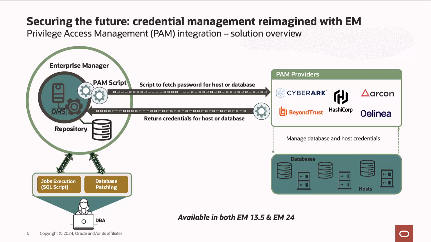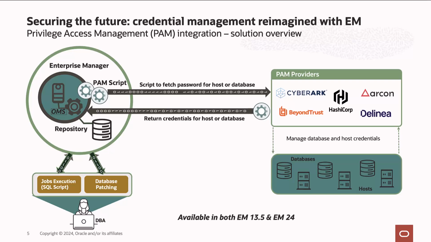PAM ensures that privileged users are authenticated and authorized before granting access to sensitive data or systems. It provides secure storage and management of privileged account passwords, including password rotation and generation. In Enterprise Manager, named credentials are typically stored in the repository database. However, with PAM solutions, credentials for databases and OS managed by EM are now stored externally in a PAM store.